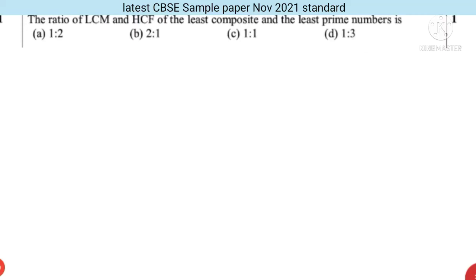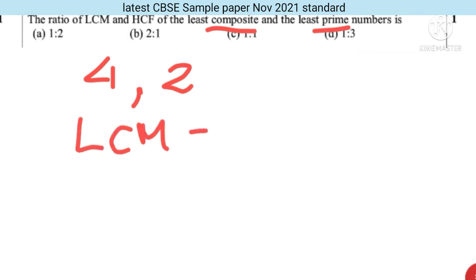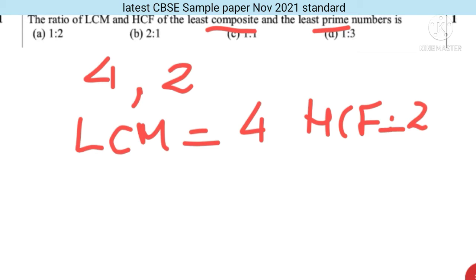Let us see section A, question number 1. The ratio of LCM and HCF of least composite and least prime numbers is dash. So the least composite number is 4 and the least prime number is 2. We need to find out the ratio of LCM and HCF. So their LCM will be 4 and their HCF will be 2.